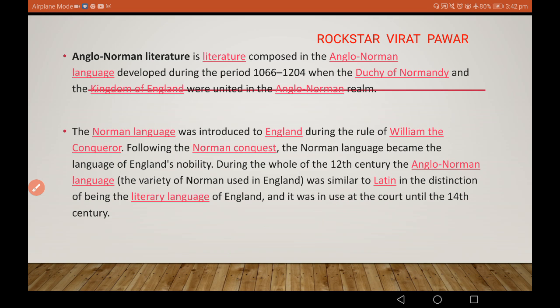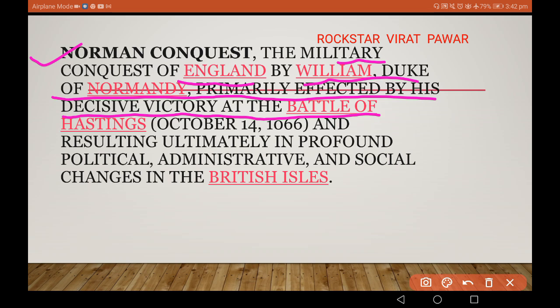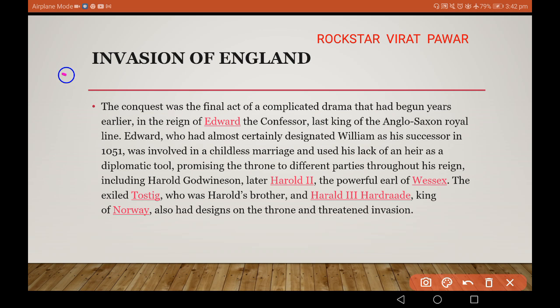The Norman conquest was the military conquest of England by William, Duke of Normandy, primarily effected by his decisive victory at the Battle of Hastings on October 14, 1066, and resulting ultimately in profound political, administrative and social changes in the British Isles. Then, the invasion of England.